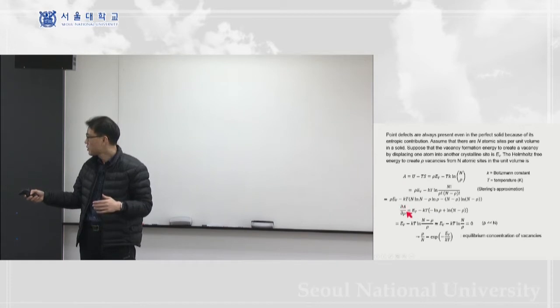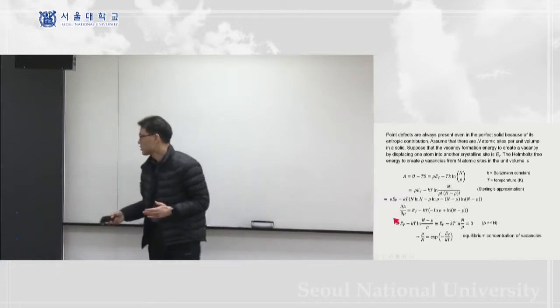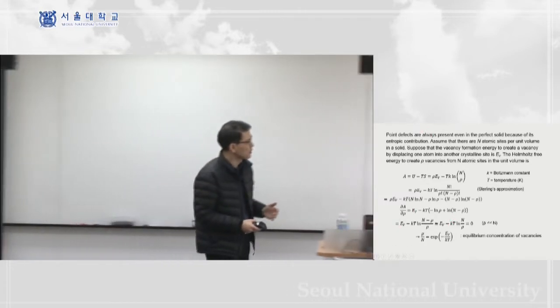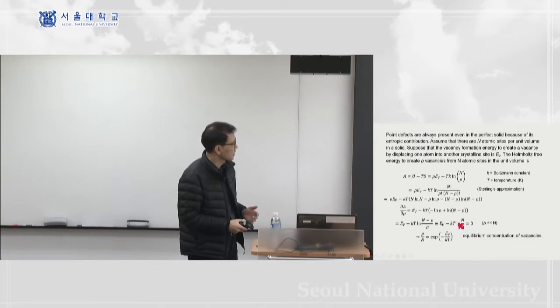So the partial derivative of A with respect to rho is EV minus kT of this formula, and here it is simplified like that. And also, since the vacant sites are far fewer than the atomic sites, we can approximate this n minus rho as n.